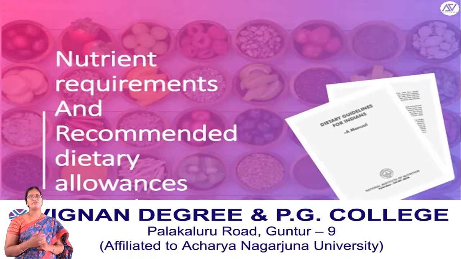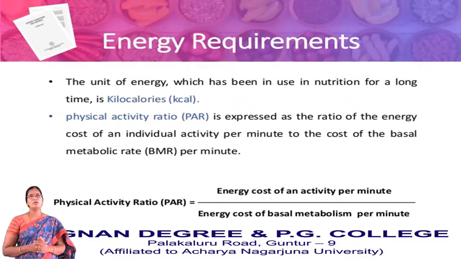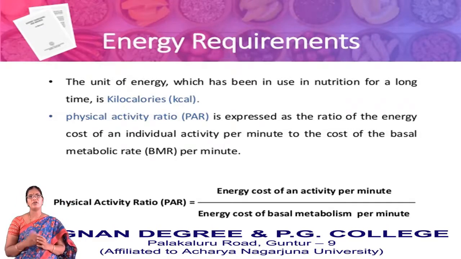Okay, so the first one is energy requirements. The unit of energy which has been used in nutrition for a long time is kilocalories. Now it is the physical activity ratio that is used. So kilocalories is replaced by physical activity ratio, which is represented as PAR.